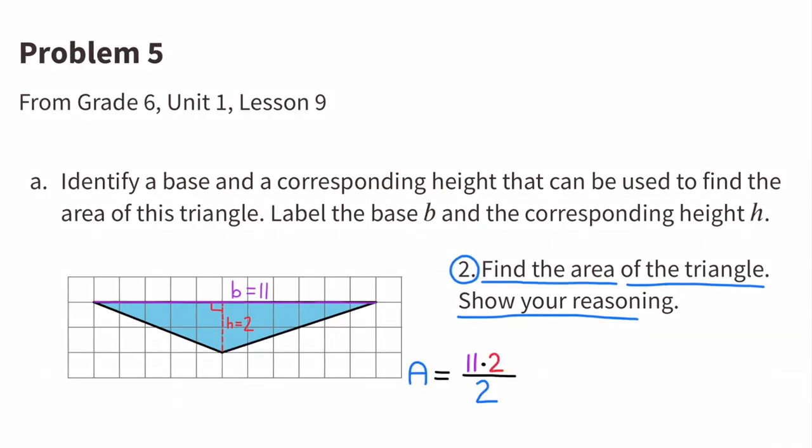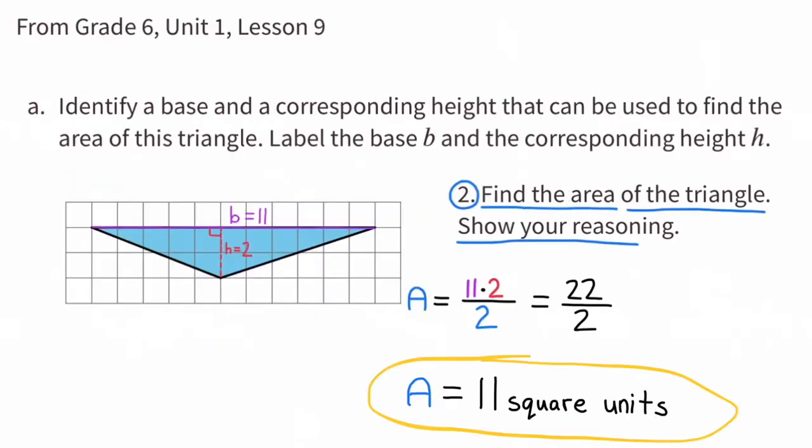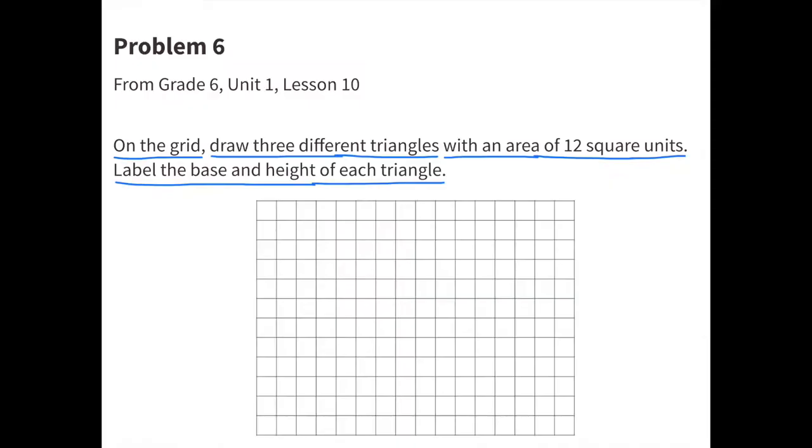To find the area of a triangle, we need to multiply the base times the height and divide it by 2, or multiply half the base times the height. 11 times 2 divided by 2 is 11 square units. The area of the triangle is 11 square units. Number 6. On the grid, draw 3 different triangles with an area of 12 square units. Label the base and height of each triangle.